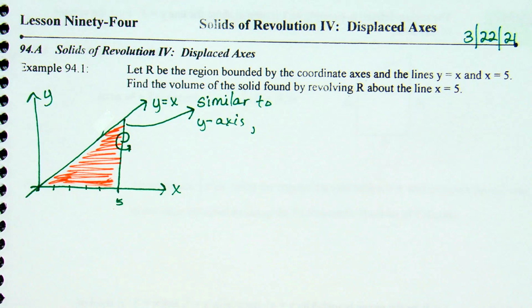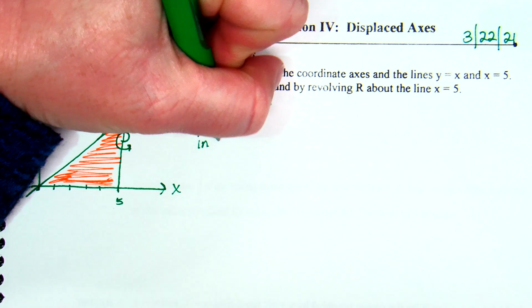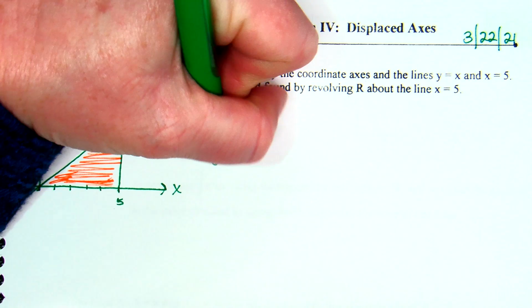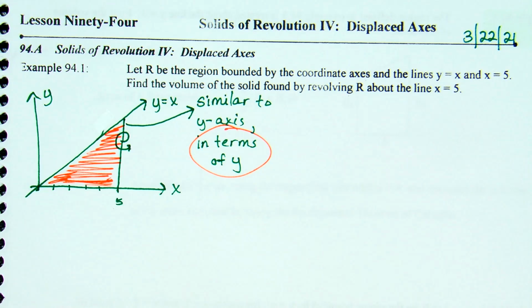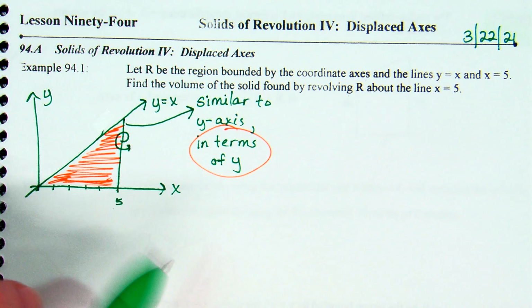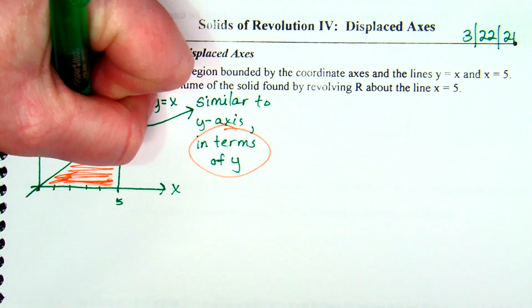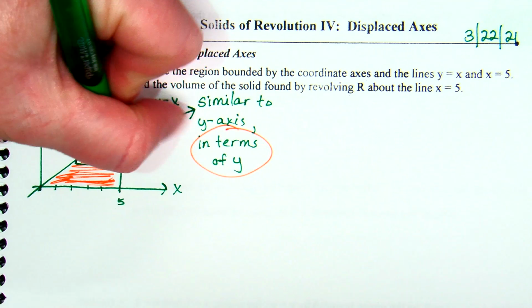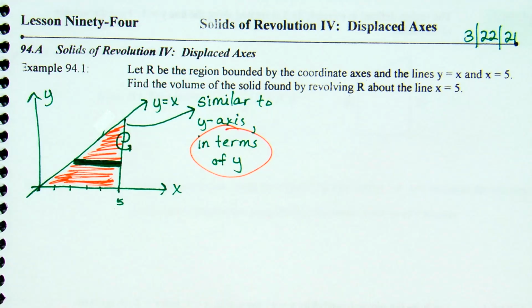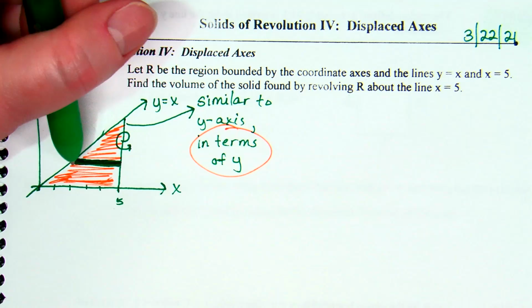If we rotate around the x-axis, we work in terms of x. Or we're rotating around a vertical axis. Vertical is a y-type axis, and so we are going to be working this problem in terms of y. Okay? So in terms of y is the big deal here. Because we are going around a vertical axis, that means our disk that we rotate is going to be a horizontal disk like this, right? Because it's going to rotate and make a disk shape around that line, x equals 5.